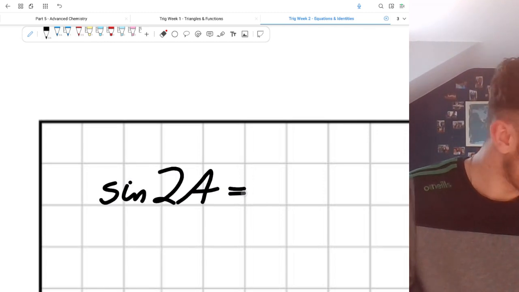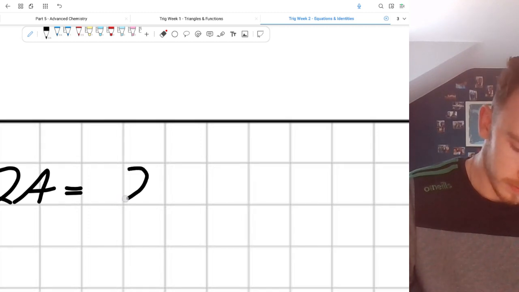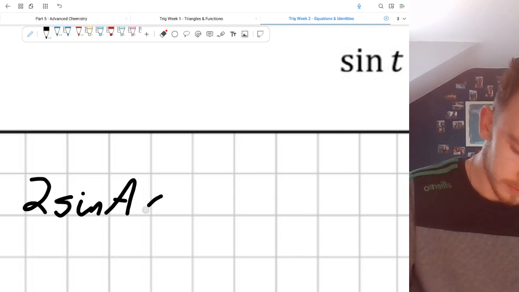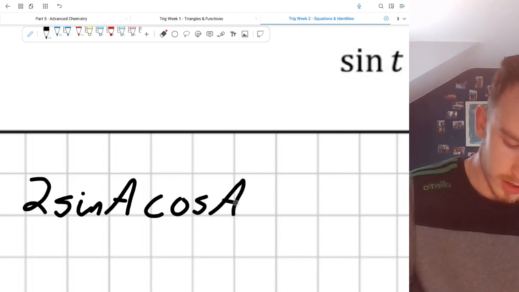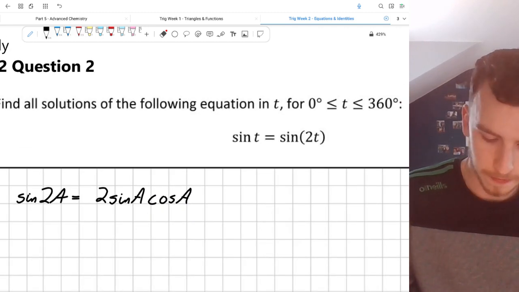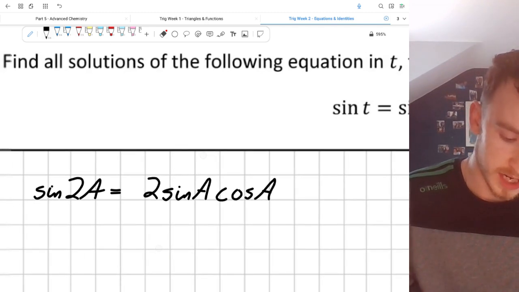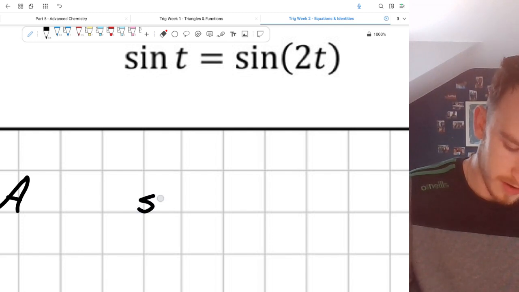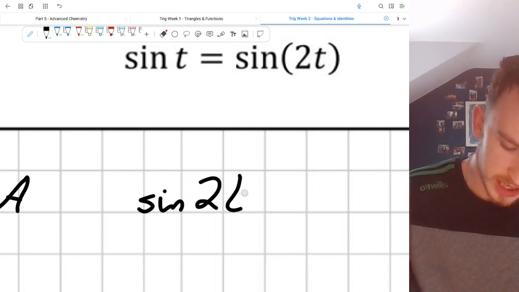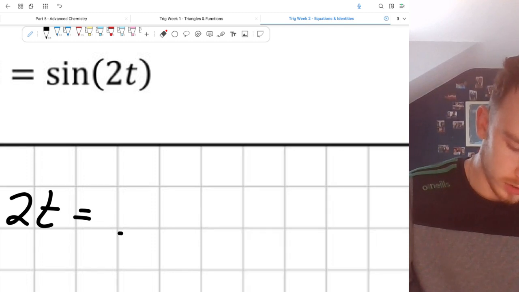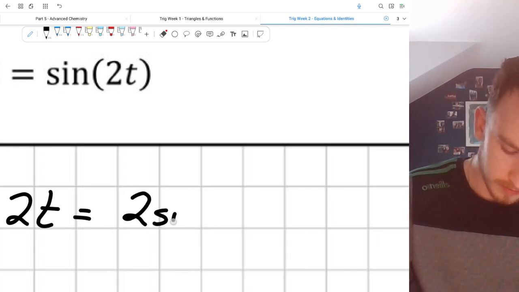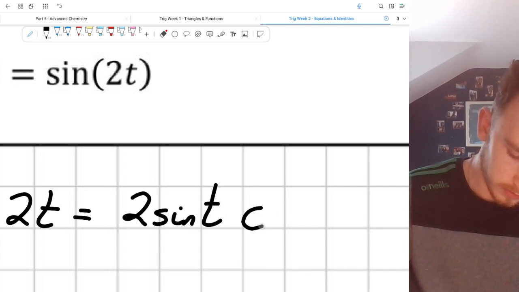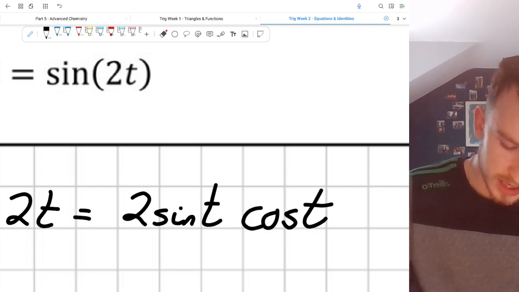Sine 2A is equal to 2 sine A cosine A. So in the context of this question, we just change A for t. So we have sine 2t is equal to 2 sine t cosine t.